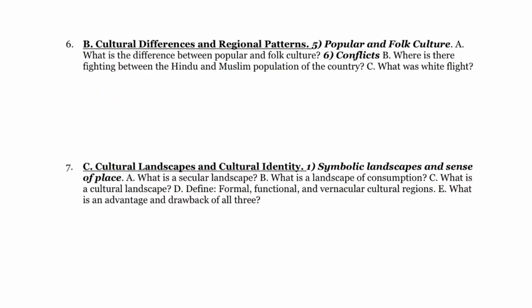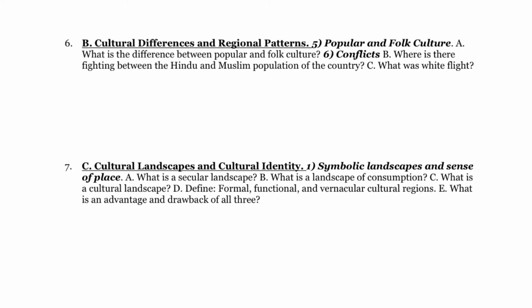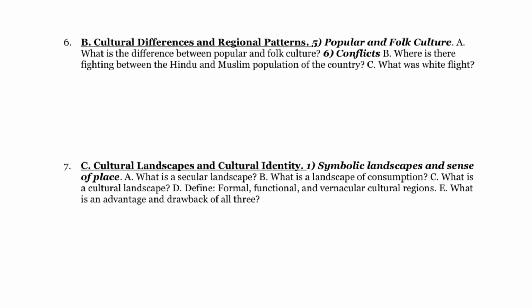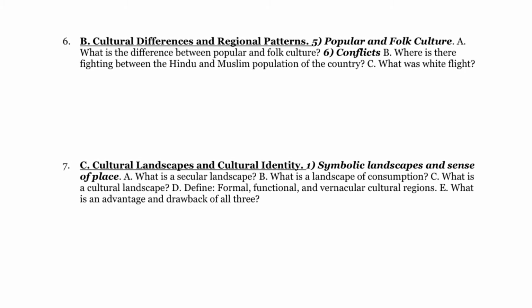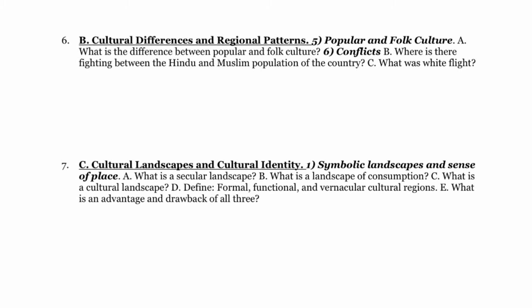Number 7, moving on to another section of your curriculum, looking at the cultural landscapes and cultural identity. The number we're looking at here is symbolic landscapes and sense of place. Letter A, what is a secular landscape? A secular landscape is a landscape that has absolutely nothing to do with religion.